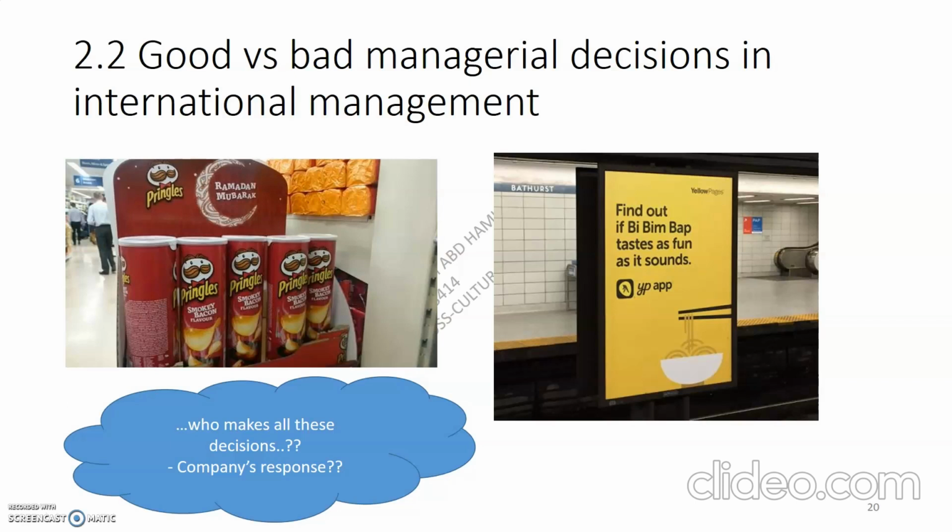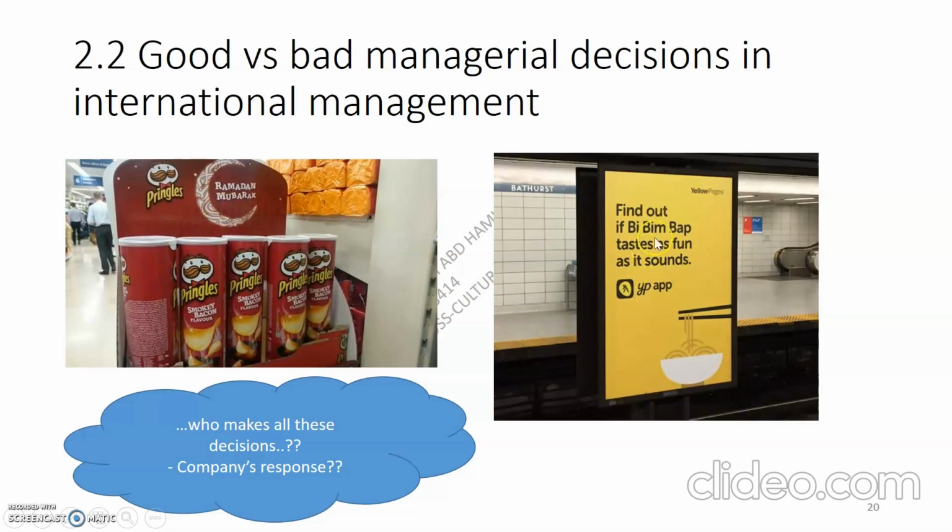I give you two examples. One of them is Pringles. Once upon a time, Pringles introduced a smoky bacon flavor during the fasting month of Ramadan. What is wrong with this flavor? Nothing wrong. What is wrong with Ramadan? Also nothing wrong. But the decision to introduce this type of flavor in a very religious situation is not so favorable.